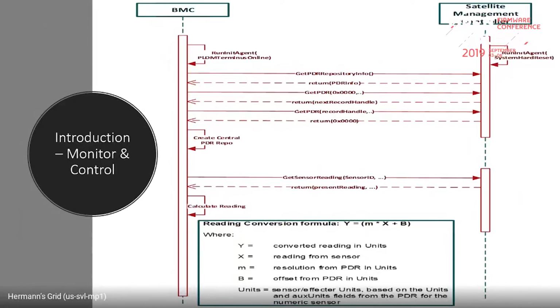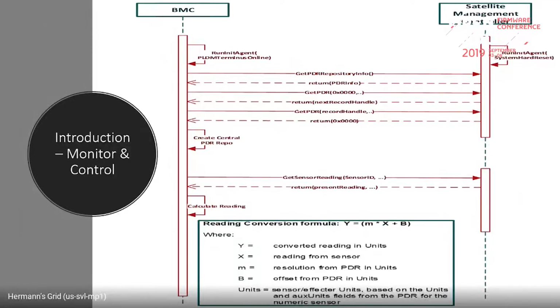The response of get sensor reading would return a binary value, which, in conjunction with the PDR, is used to calculate the actual value. That is, if X is the reading that it got from the sensor, M is the resolution found in the PDR, and B is the offset in the PDR, then the formula is Y equals M multiplied by X plus B.